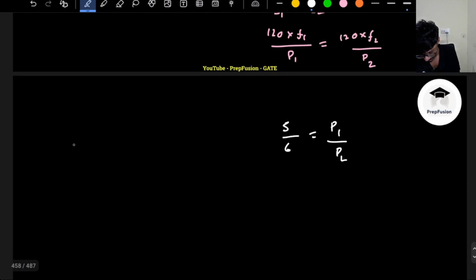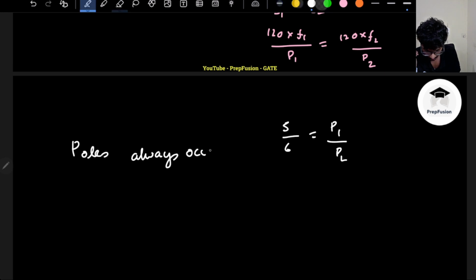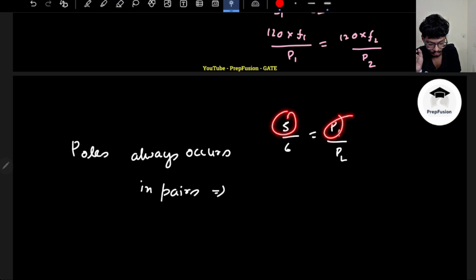And I already know the poles always occur in pairs. Poles always will occur in pairs. So poles will always occur in pairs. So I can say that, of course, 5 is not possible. P1 equals to 5 is not possible.